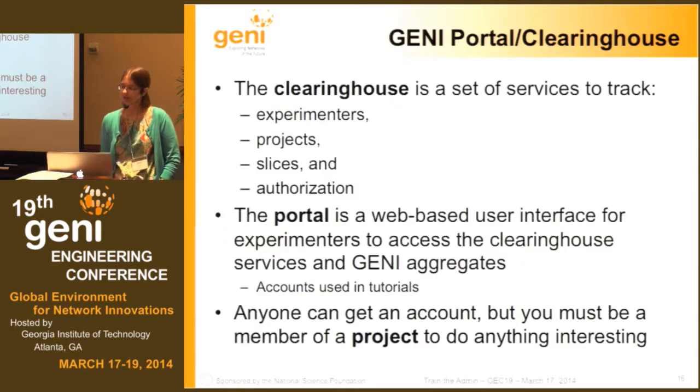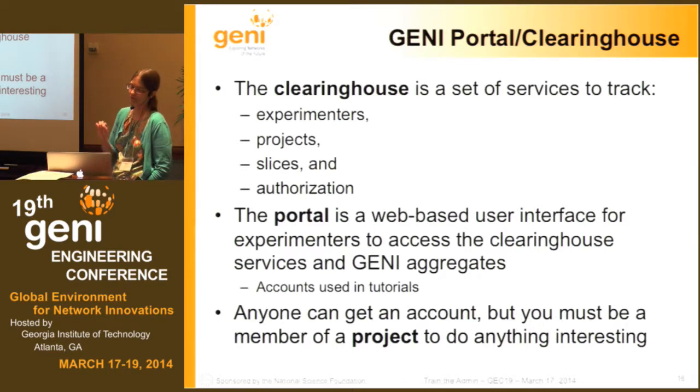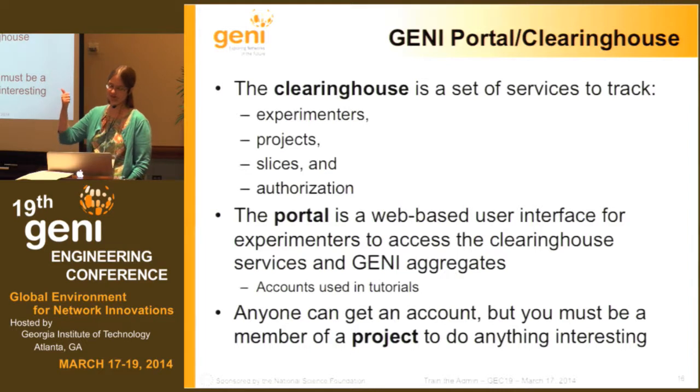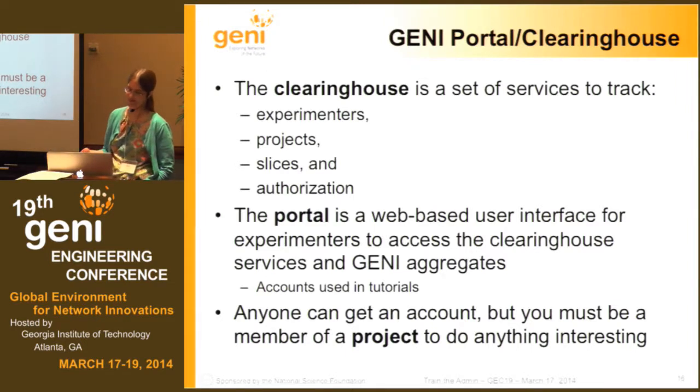Okay. So to be a little more specific, in the case of the GENI portal and clearinghouse, which is the accounts that we're using here, I just want to talk in a little more detail about how experimenters get access to things. The clearinghouse is a set of services that tracks experimenters, that's basically user accounts, projects, slices, and also has an authorization service. And then the portal is the front end for that clearinghouse. So it's a web-based interface to that.